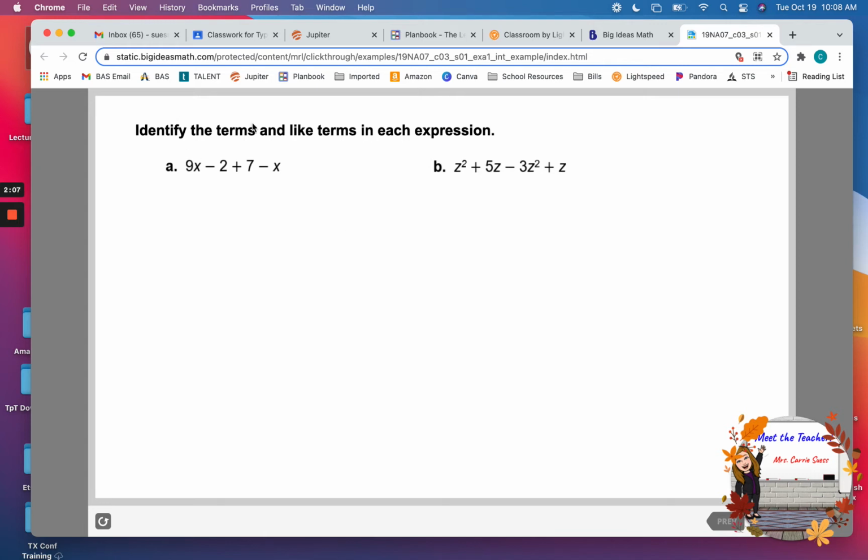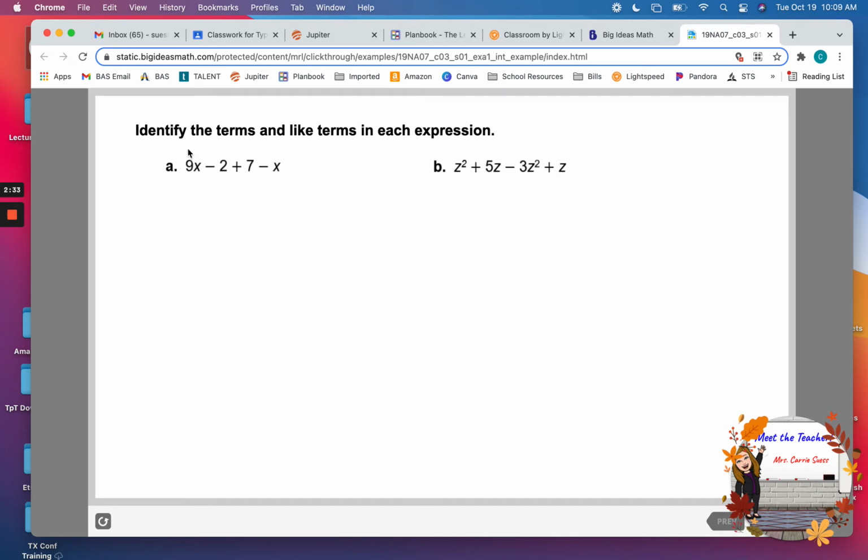Identify the terms and like terms in each expression. So looking at this, remember, what's an expression? It has no equal sign. Yeah, you're very close. An equal sign would make this an equation. An expression is just the first portion of it.